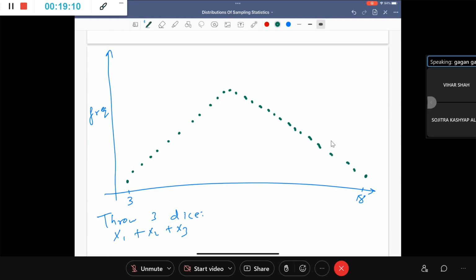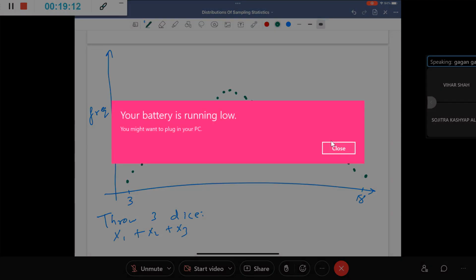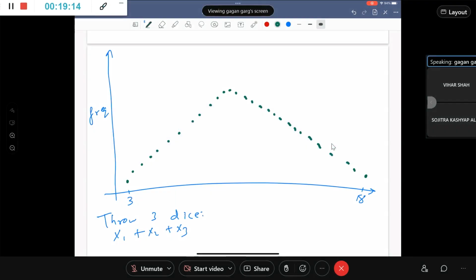You do it for like 30, you take 30 dice and you throw them together, and then you plot the sum of those 30 dice, then it will really, really look like a normal distribution. But what was the underlying distribution? What was the distribution of each xi? Was it normal? Was it binomial? Was it Poisson? What was it?